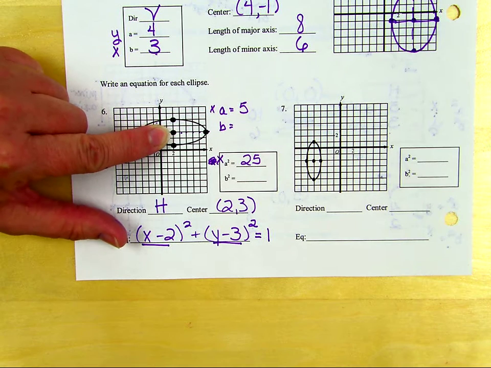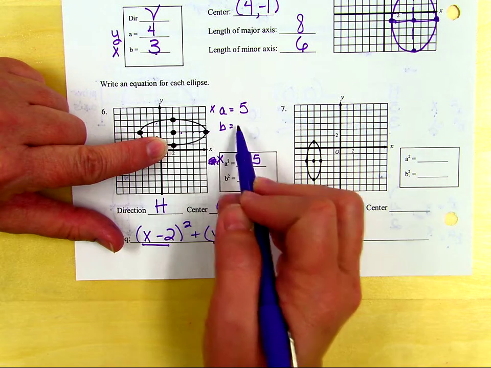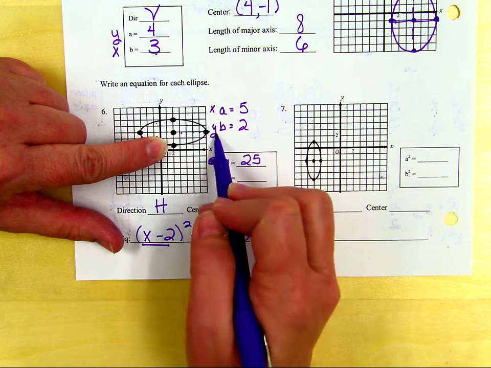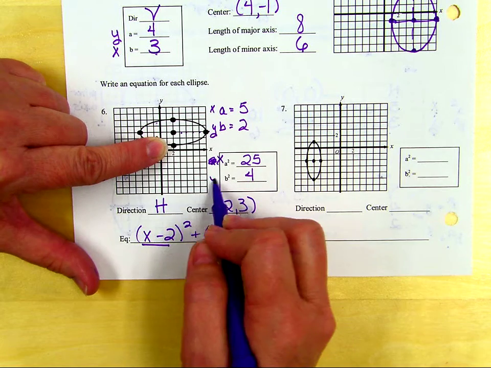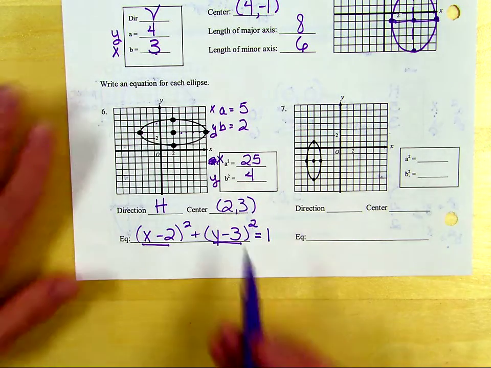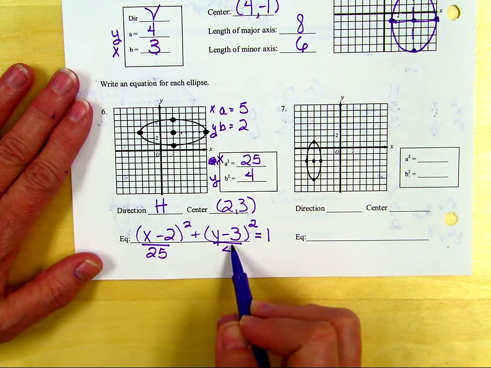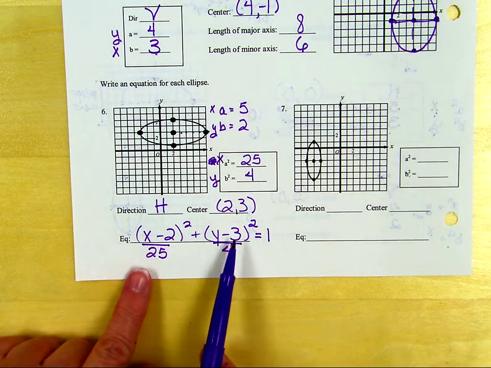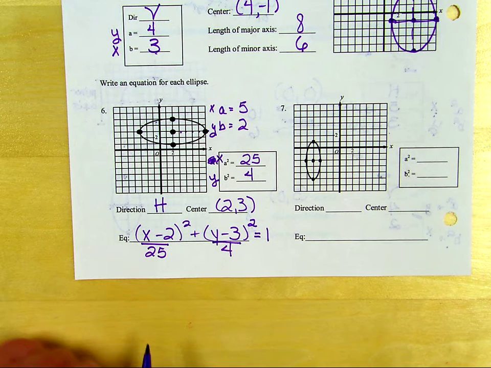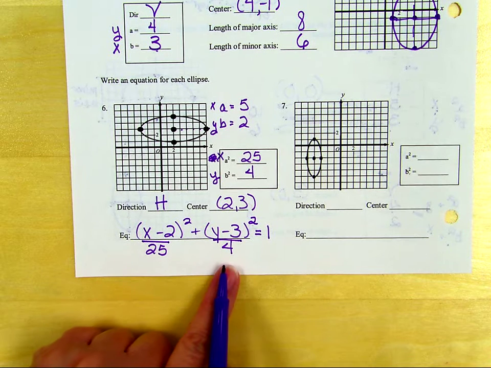Right? The smaller one, B, I'm going to count 2 in the y direction. So that's going to be a 4, 2 squared, in the y. So under the x goes a 25, under the y goes a 4. So my center here is positive 2, positive 3. The radius in the x direction is the square root of 25, which is 5. The radius in the y direction, square root of 4, which is 2.